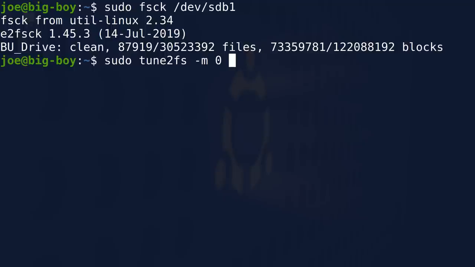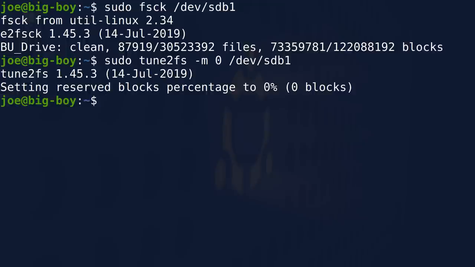So now we need to tell it exactly what drive we're working with. That would be sdb, and it would be partition 1, and so it'll go off and it'll set this. All right, and there it goes. It said that it set the reserve blocks percentage to 0, and it did that in the superblock. So now when this file system is mounted, it just automatically knows that that's what it's going to do.